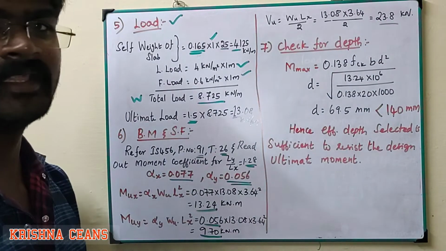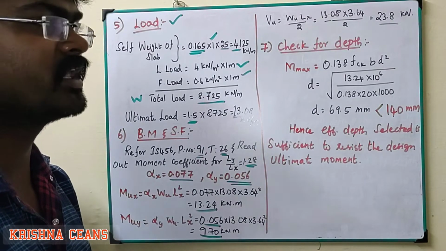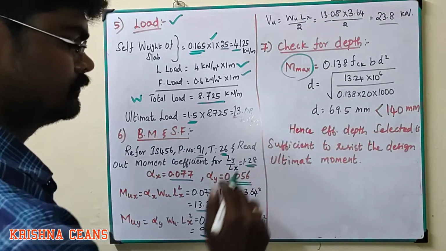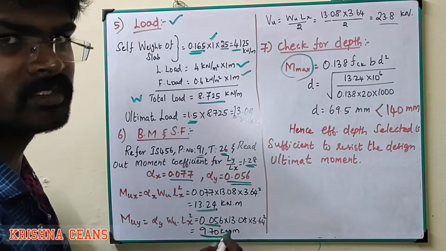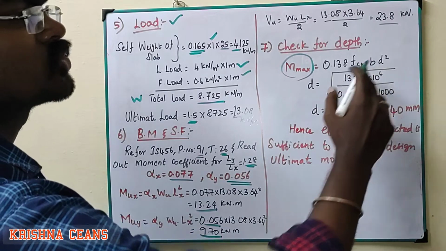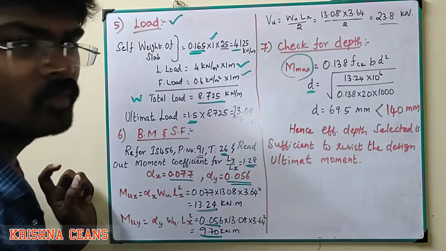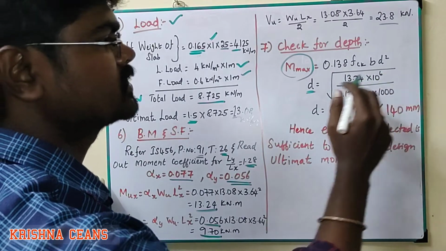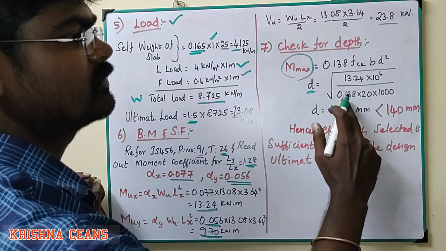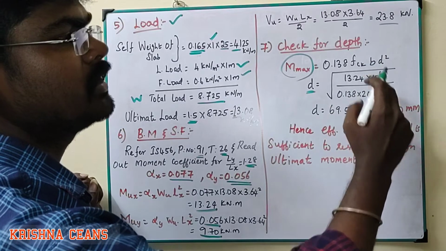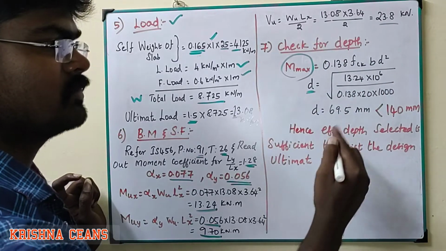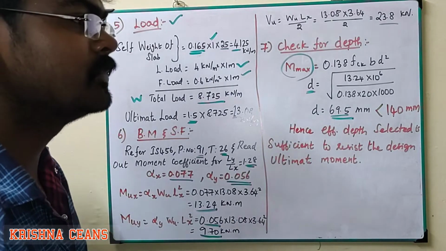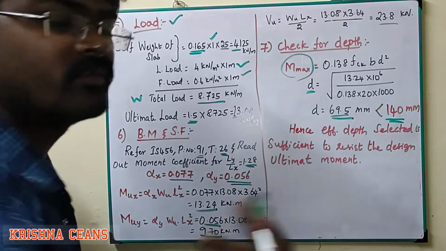So we need to check whether the depth 140 mm that we provided is sufficient or not. We take the maximum moment 13.24 only and consider 0.138 fck b d square to find d. So d is the square root of 13.24 into 10 to the power of 6 divided by 0.138 into 20 into b, where b is 1000 mm. So 69.5 mm is enough for the effective depth, but we provided 140 mm.